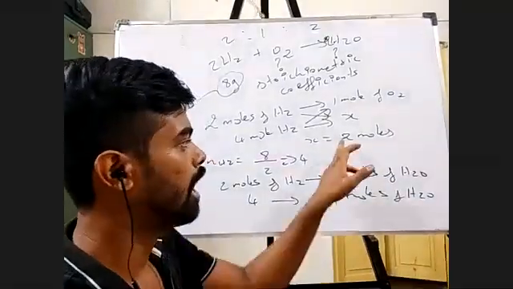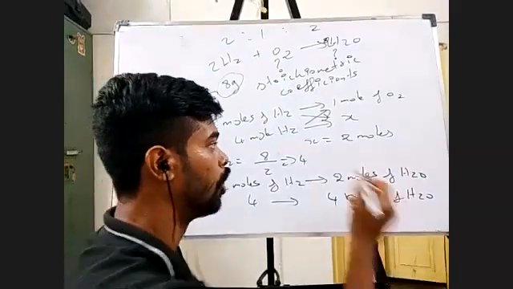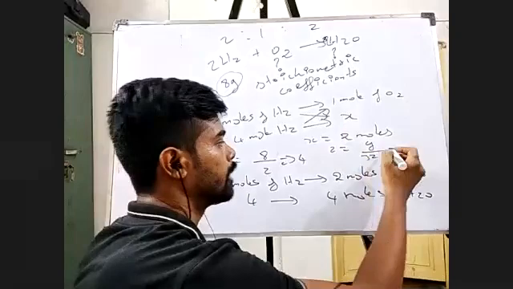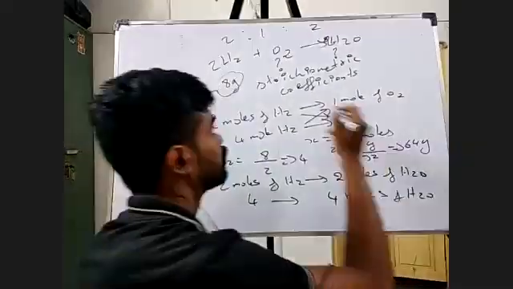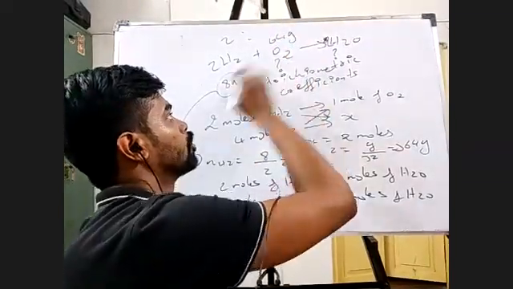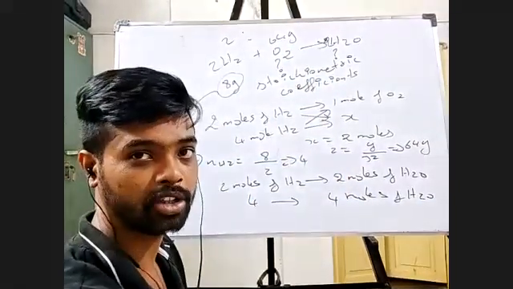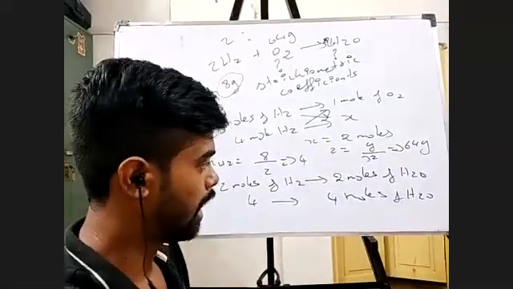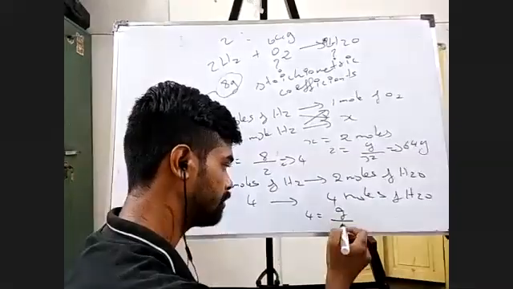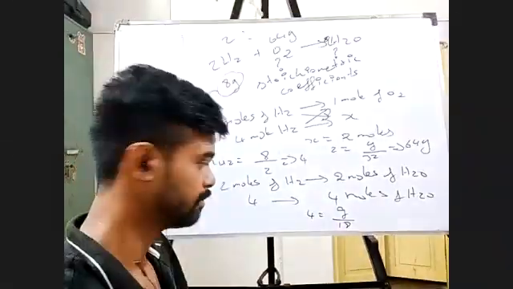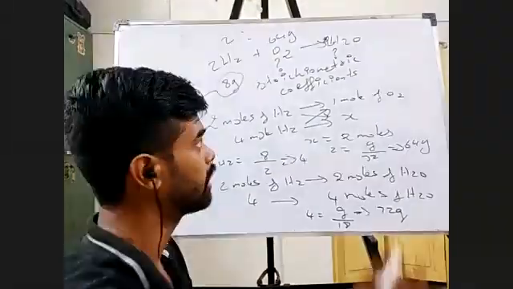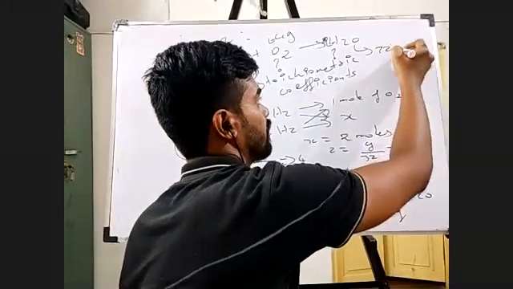Now they want the answer in terms of mass. So what will you do? I have 2 moles of O2. So 2 is equal to given mass divided by the molecular mass of O2, which is 32. You'll find it as 64 grams. So I require 64 grams of O2 to react with 8 grams of H2. Same way, I have 4 moles of H2O. Number of moles is equal to given mass divided by molecular mass, which is 18. So you'll find this as 72 grams. So the mass of water formed is 72 grams.